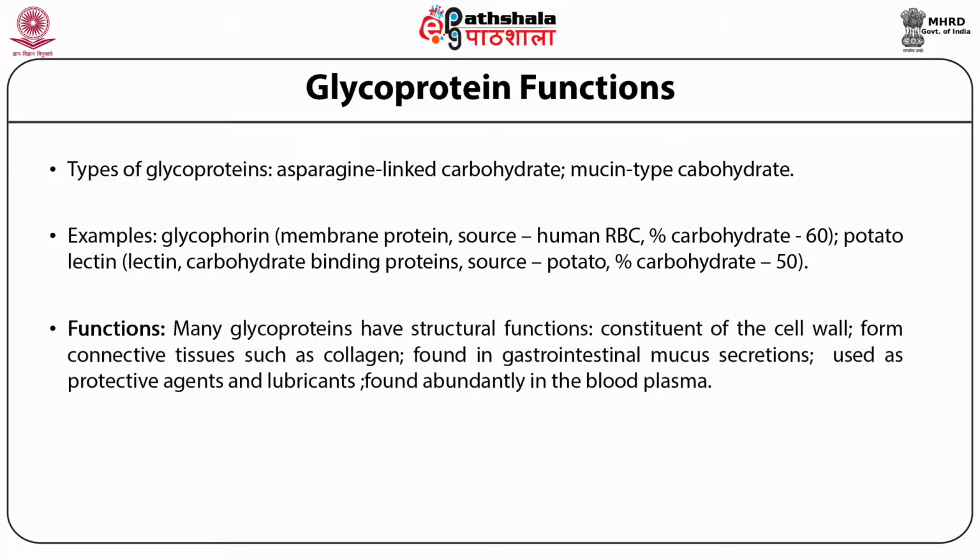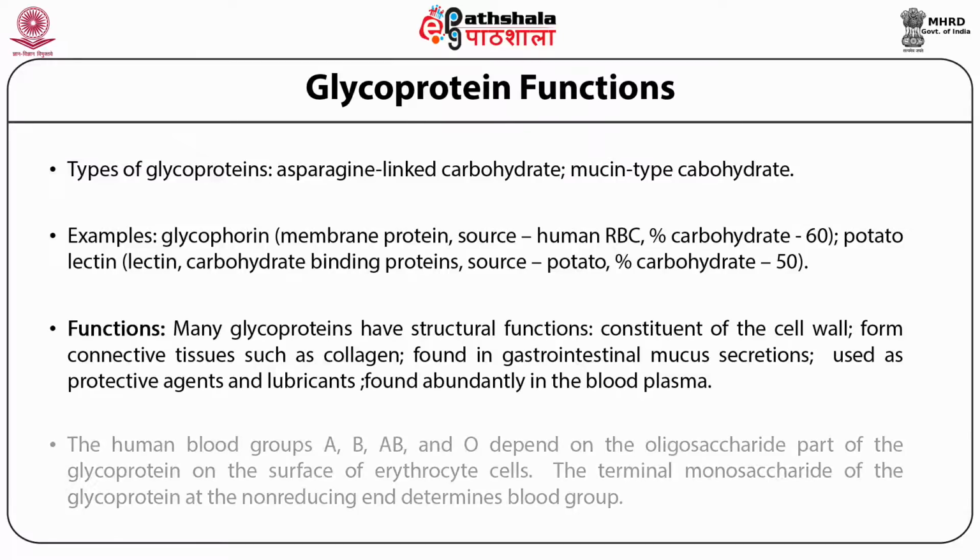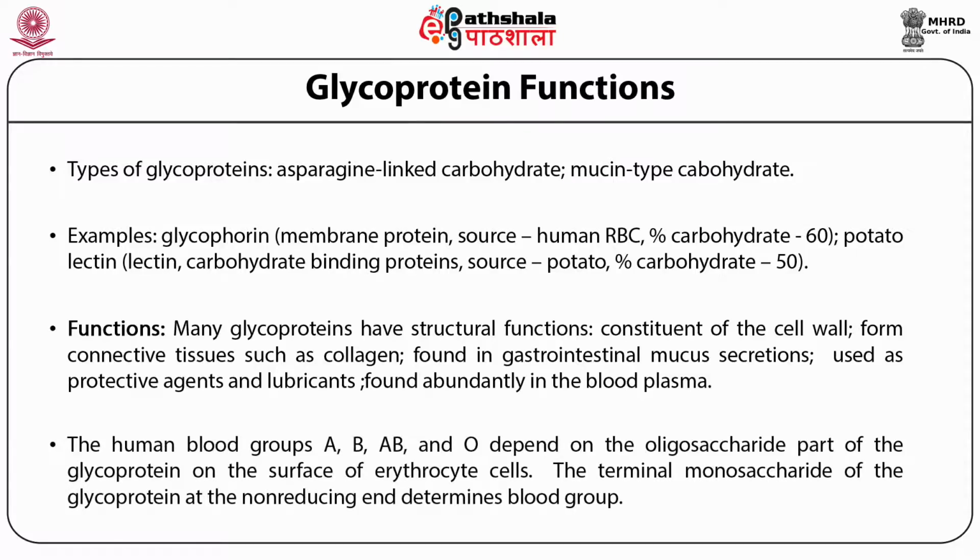Function: many glycoproteins have structural functions, as a constituent of the cell wall, and form connective tissues such as collagens. Found in gastrointestinal mucus secretions, they are used as protective agents and lubricants, and are found abundantly in the blood plasma. The human blood groups A, B, AB and O depend on the oligosaccharide part of the glycoprotein on the surface of erythrocyte cells.